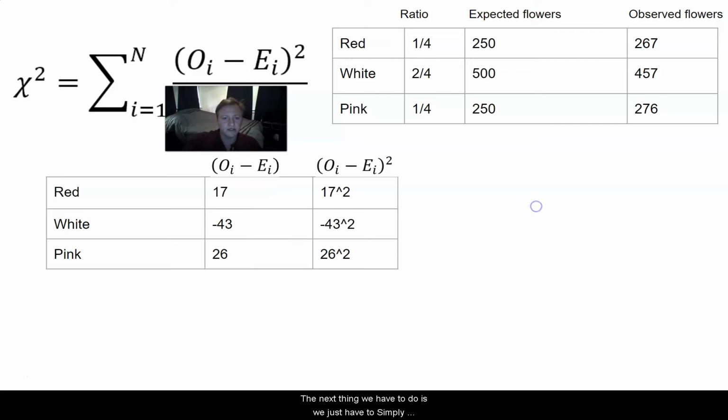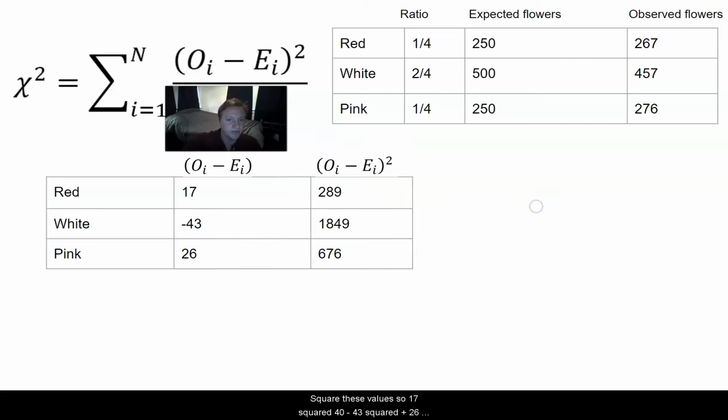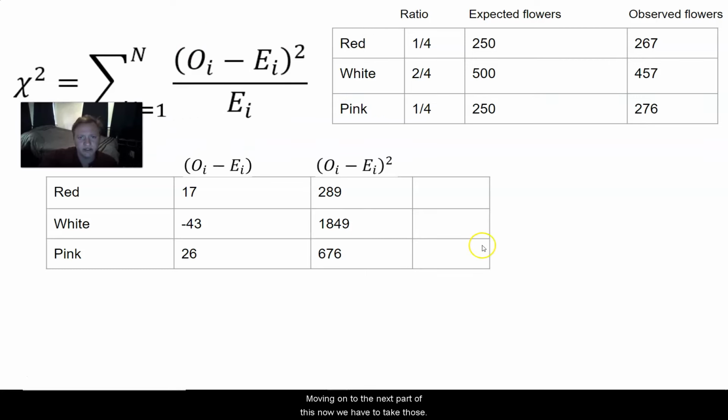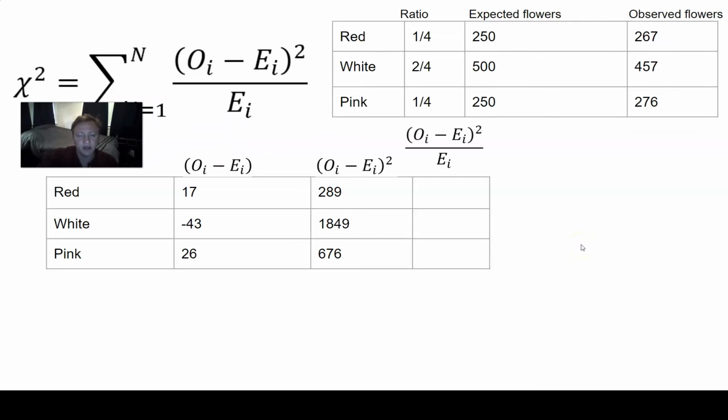So the next thing that we have to do is simply square these values. So 17 squared, negative 43 squared, 26 squared, and that gives us those values there: 289, 1849, 676.